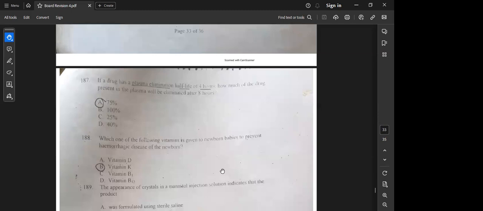Okay, so good morning, everyone. I think we can start. So we reached number 187. If a drug has a plasma elimination half-life of 4 hours, how much of the drug present in the plasma will be eliminated after 8 hours?